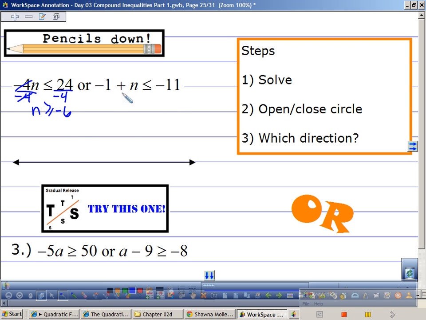Negative 6. Add 1 to both sides. Okay, we'll get through these examples, let you write them down, and then I'll show you. N is less than or equal to negative 10.